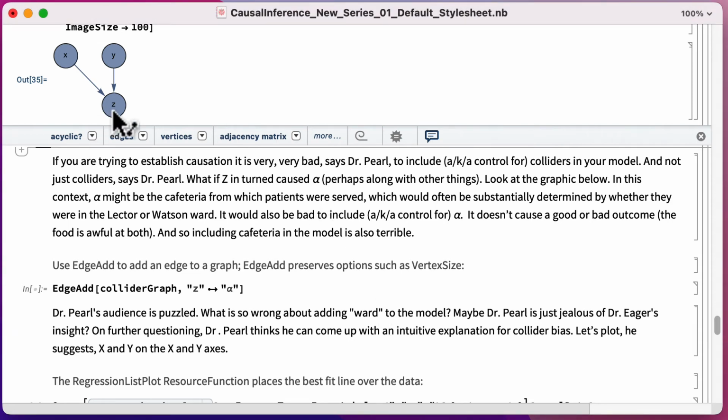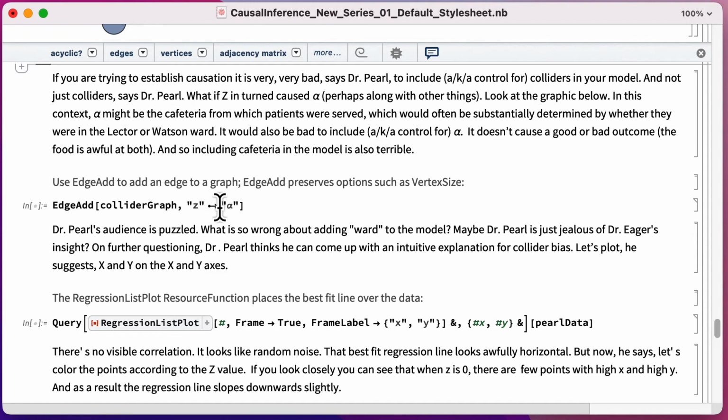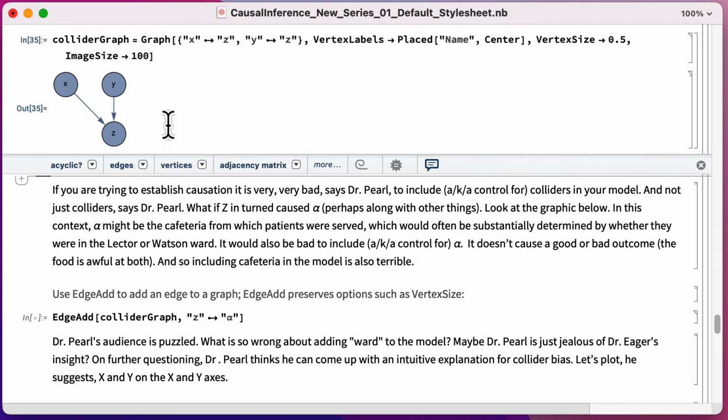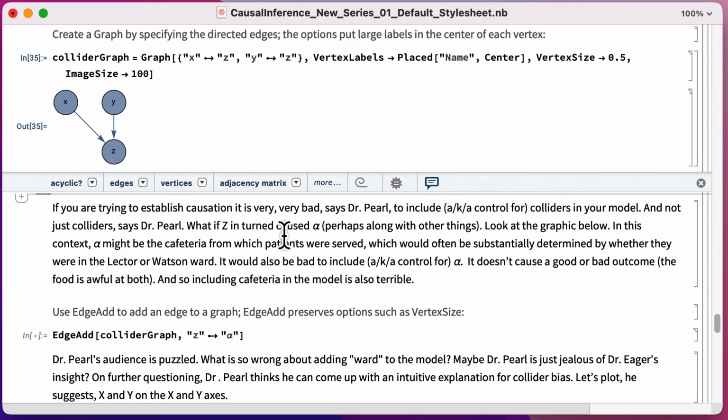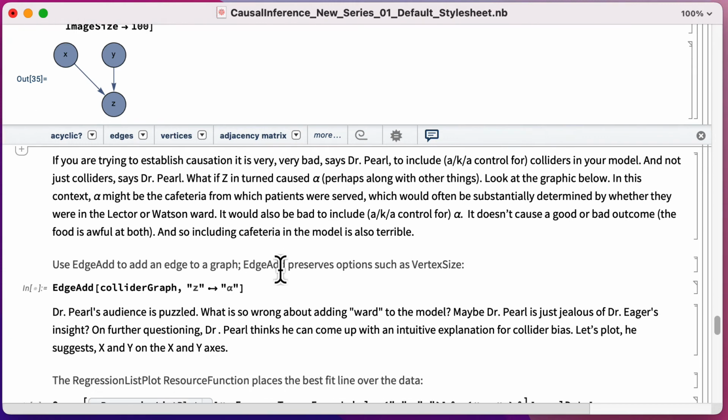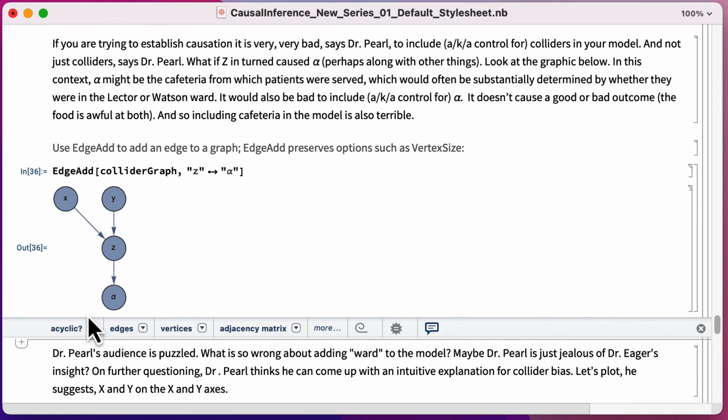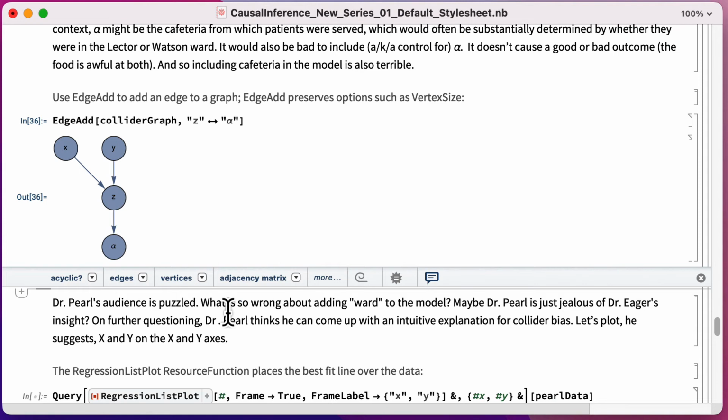Not only is it bad to include z, says Dr. Pearl, what if z in turn caused alpha? Let's look at a graph. For example, alpha might be the cafeteria from which the patients were served, and the particular cafeteria used might depend on whether you were assigned to the Lecter ward or the Watson ward. Could you add cafeteria to your regression? See, here it is. Z is causing alpha. Is that such a bad thing? And maybe it's just Dr. Pearl is jealous of Dr. Eager's insight.